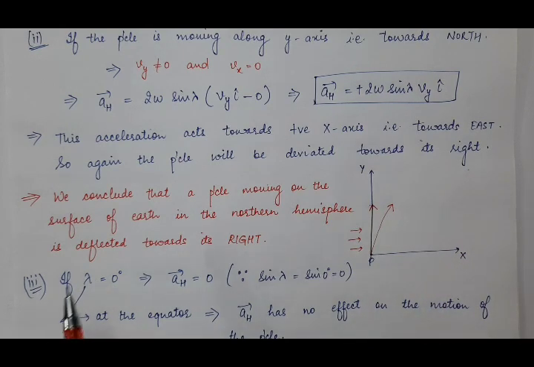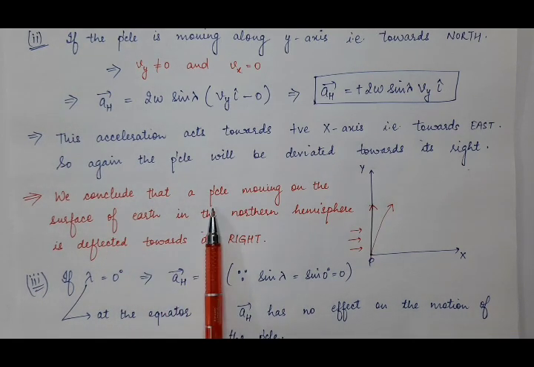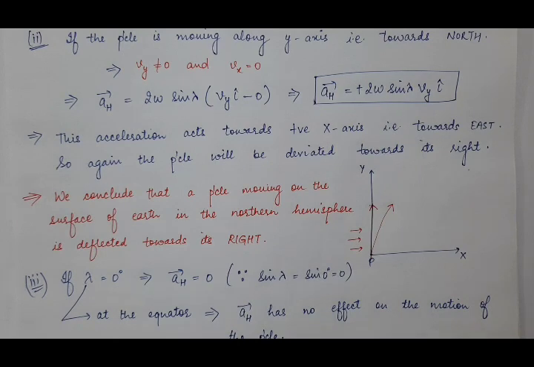So what have we concluded? A particle moving on the surface of the earth in the northern hemisphere, that is in the upper portion of the earth above the equator, will always be deflected towards its right. And any particle moving on the surface of the earth in the southern hemisphere is always deflected towards its left due to the presence of Coriolis force.